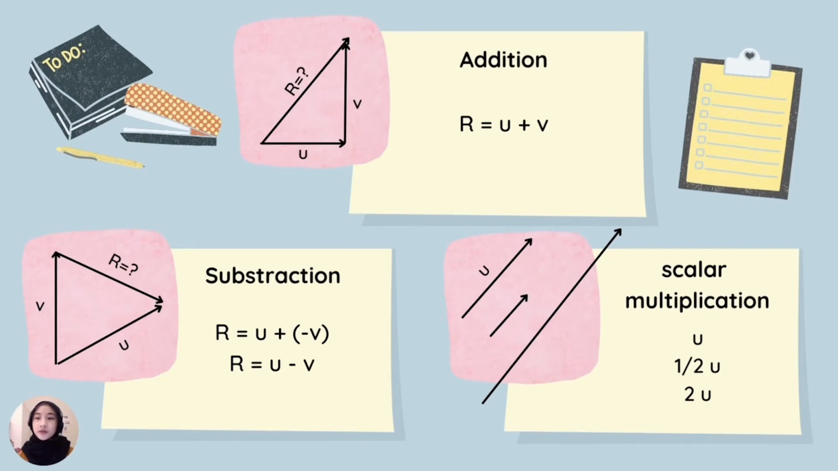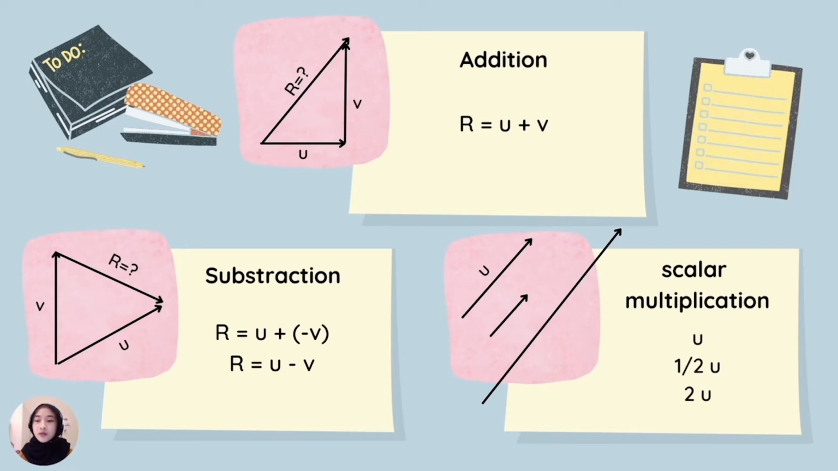So let's start with the first type, which is addition. When we add two vectors, what we mean is we take the displacement of u, add it with the displacement of v, and the total resulting displacement after these two displacements occur is the sum of vector u plus v, which is also known as r in this example.